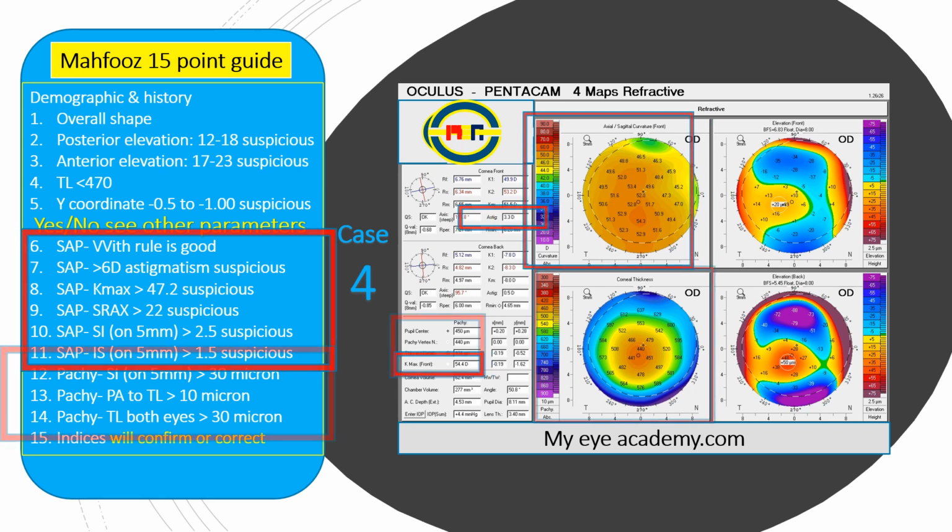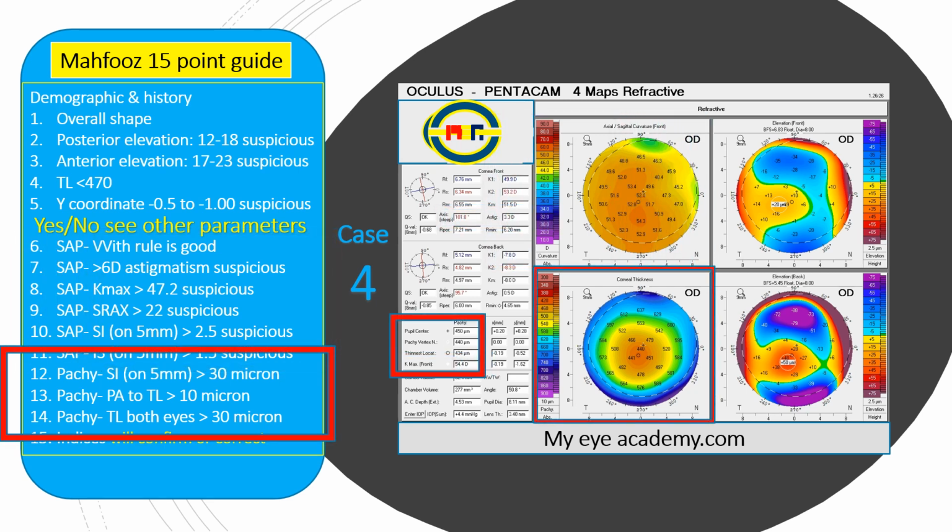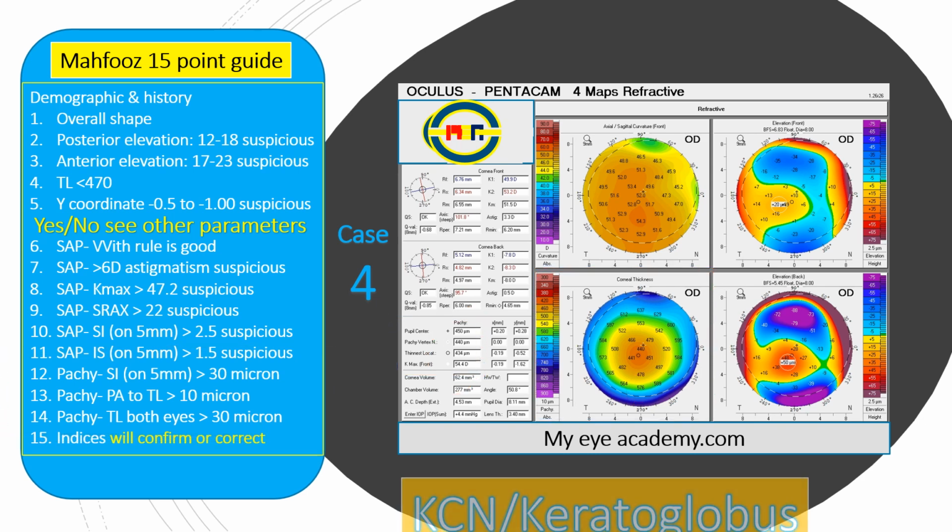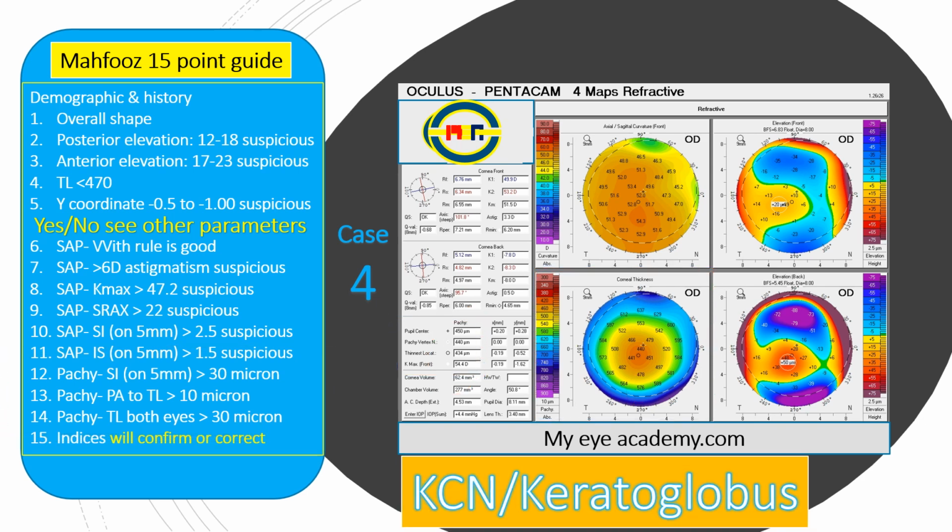Let's see the pachymetric readings. Look at that here. The difference in the superior and inferior on the 5 millimeter circle is more than 30 micron. And look at the Pachy apex to the thinnest location reading is more than 10 micron. All these are indicative of abnormal or keratoconus cornea. So this patient has got a keratoglobus or keratoconus.